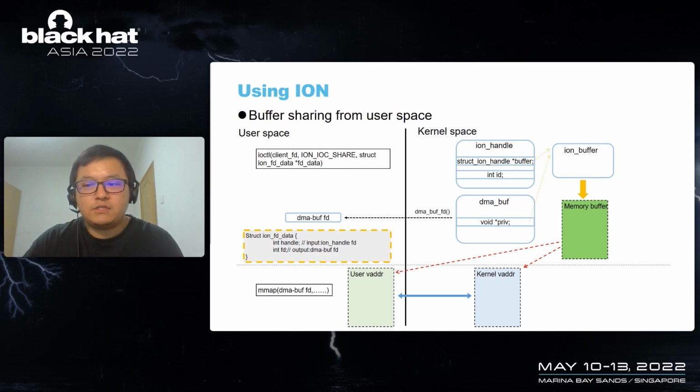And then the user process can map the memory buffer into user space by mapping the dmabuf FD. And also, we can use a few APIs to map the memory buffer into kernel space. After these operations, kernel space and user space will share this same memory buffer.